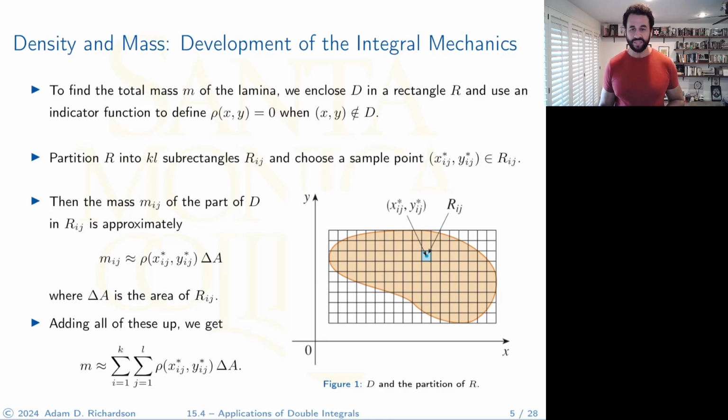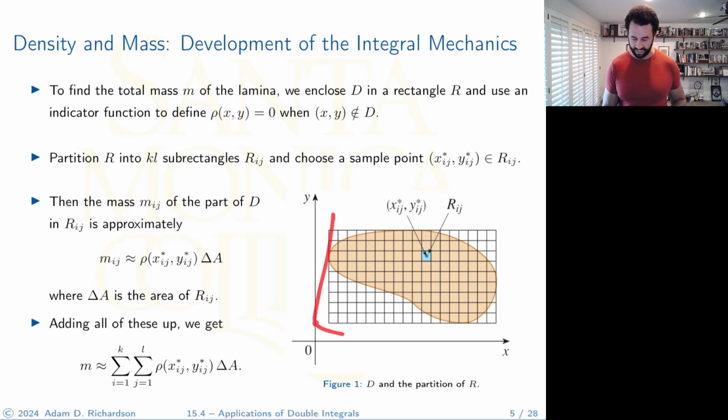But we're going to take our region D, we're going to enclose it in a rectangle, and then we're going to use an indicator function to basically define our density as 0 when our point is not in the region D. That's what the indicator function does. It basically says, yes, you are in the region, or no, you're not in the region. Then we're going to do this classic technique.